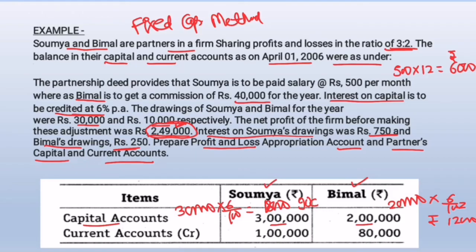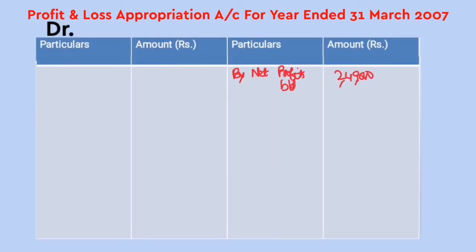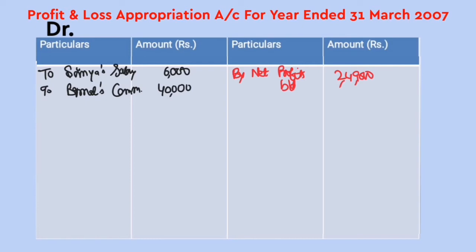Next, we'll put all other items in profit and loss appropriation account. That's Soumya's salary 6,000, Bimal's commission 40,000. So let's do it here. We'll put it on debit side of profit and loss appropriation account: to Soumya's salary 6,000, then to Bimal's commission, it is 40,000.